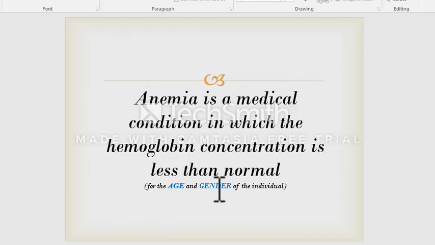While in females, the level of hemoglobin is decreased because in females there is the menstruation cycle, which also leads to a decrease in the level of hemoglobin. Therefore, these two factors play a major role in defining anemia.